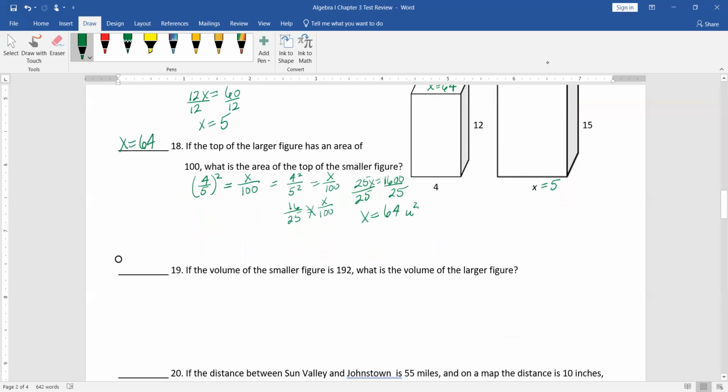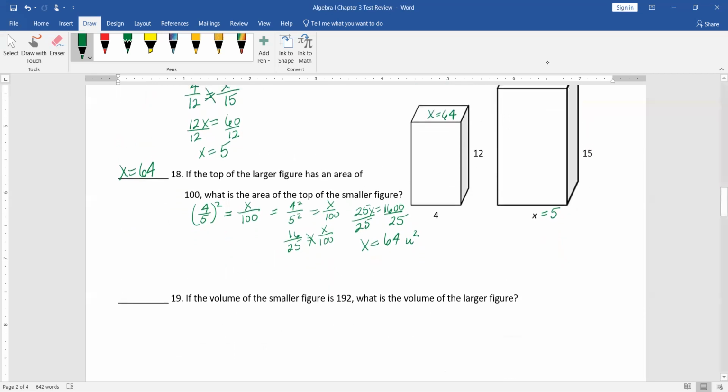So let's look at volume. Okay, so volume is actually talking about the whole volume of the figure. So the units for volume are always cubed because it's length times height times width. So it's unit times unit times unit, which is cubed, definition of cube. So if the volume of the smaller figure is 192 units cubed, what is the volume of the larger figure?